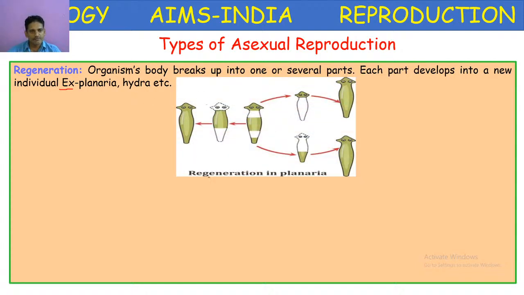So, regeneration in planaria. Here, a single organism, when any wound or injury occurs accidentally, will break into two, and each one develops into a new individual. This is called regeneration. Re means again, generate means produce.